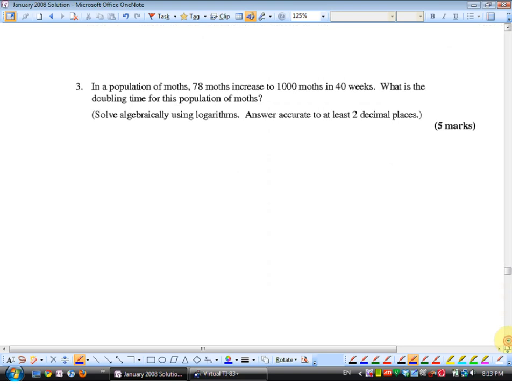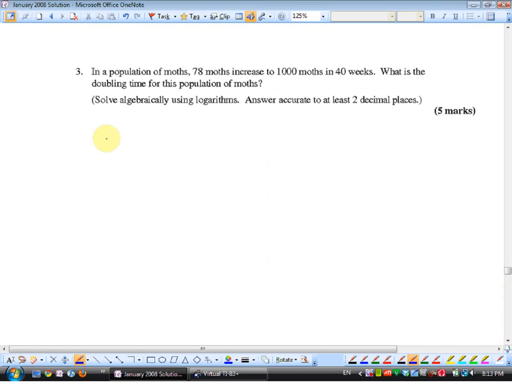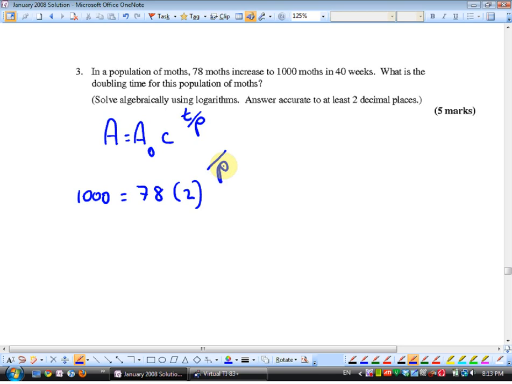Number 3, word problem, population problem. So we're going to use A equals A0 C to the T over P. In a population of moths, 78 moths increase to 1,000 moths in 40 weeks. What's the doubling time? Okay, it looks like my final population is 1,000. My initial is 78. Doubling time, I'm pretty sure they want the growth rate to be 2. They want the doubling time. What they're asking for is the growth period.